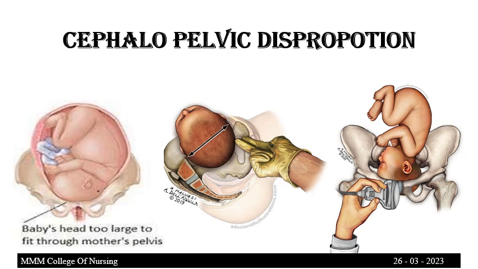So this is some of the normal anatomy you should know about the pelvis. We have seen that. Now we are going to see cephalopelvic disproportion.